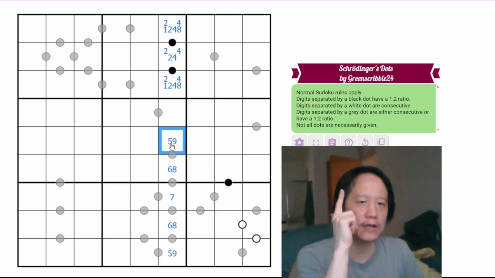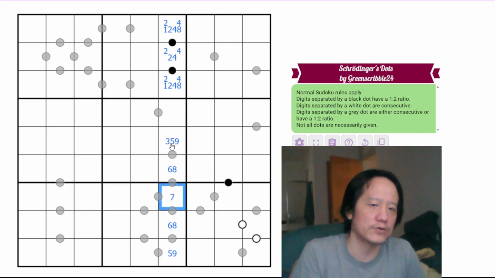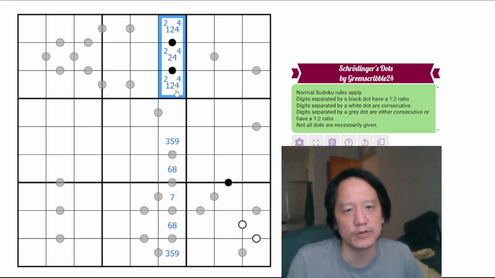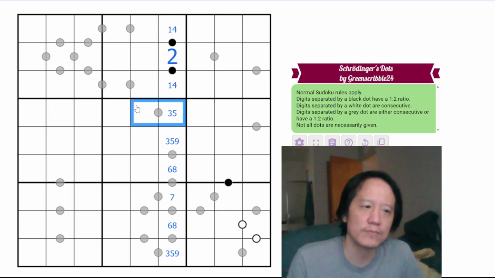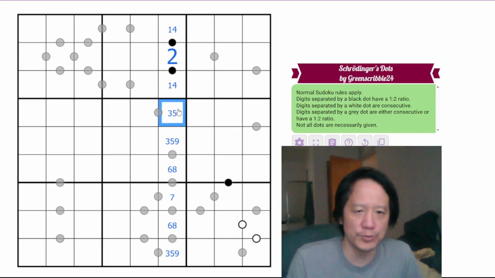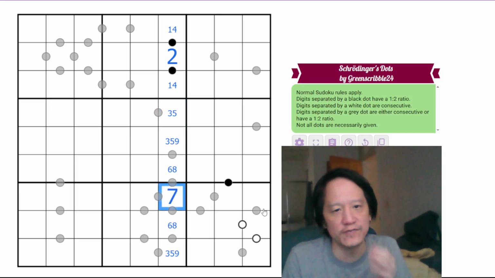So either way, you're guaranteed, this is either 3, 6, 7, 8, 9, or it's 5, 6, 7, 8, 9. And that means this can never have an 8 in the rest of the column. So this is a 1, 2, 4 triplet, which makes this a 2. Therefore, this is a 1, 4 pair in a 1 to 2 ratio with the 2. This has to be 3 or 5. Well, it could be either 3 or 5. This is guaranteed to be 7.